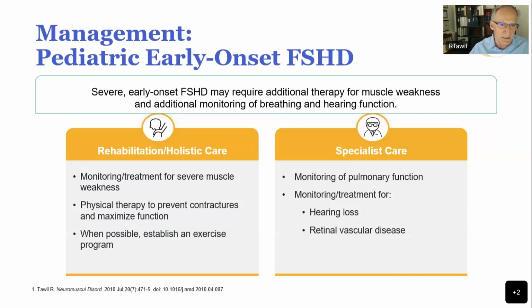Again, specialist care, monitoring pulmonary function, monitoring treatment, as we mentioned, hearing loss, and trying to pick that up early on. That's very important for kids who may not get it. I guess it's being done more now in very early onset, in very young kids. But if it's missed, it can be devastating for patients. Retinal vascular disease again just requires periodic evaluation by an ophthalmologist.